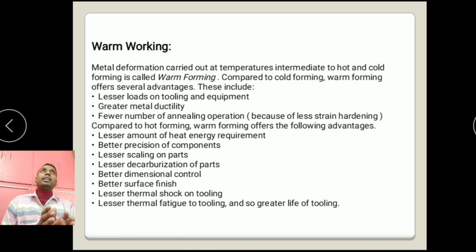Warm working. This is the process in between cold working and hot working. Metal deformation carried out at temperature intermediate between hot and cold forming is called warm forming. What is the advantage of that? Lesser load on tooling, greater metal ductility, fewer number of annealing operations, lesser amount of heat energy requirement, better precision, lesser scaling, lesser decarburization, better dimensional control, better surface finish, lesser thermal shocks, lesser thermal fatigue to tooling, so greater life of tooling also, etc.